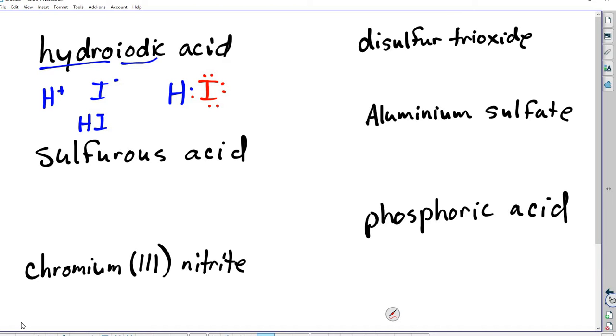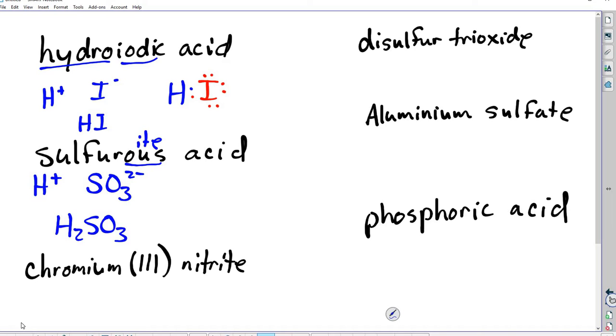Okay, sulfurous acid. Again, I have my H+, because the acid always tells me I've got H+. Sulfurous came from -ite, so I'm looking for sulfite. Sulfite is SO3. I can get that from the back, and it's a 2 minus. So I'm going to need 2 hydrogens to balance that out. H2SO3. Okay, and I could do the Lewis dot for that one too.